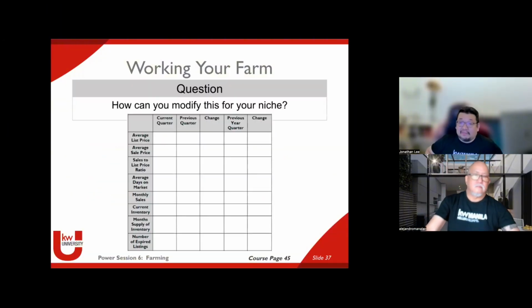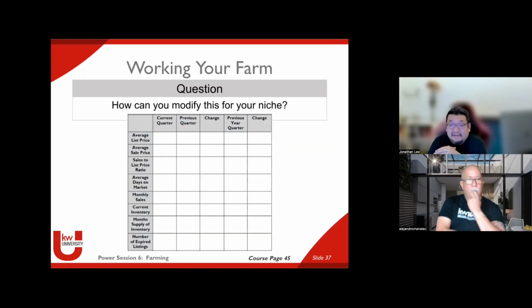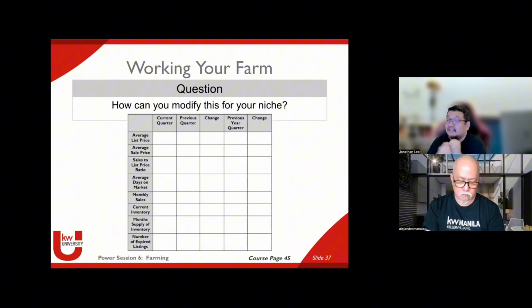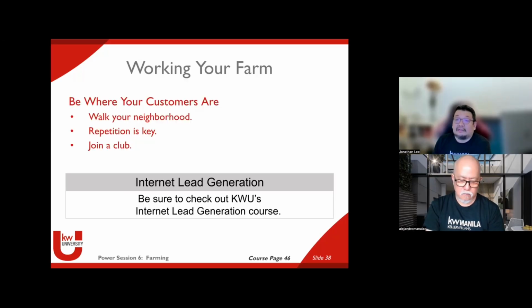So working your farm. This is something that you think about and you write down consistently. What's the average list price, average sales price, current quarter, previous quarter, what's the change? If you can create this report, this is a very good market value evaluation report to send to your clients every quarter, every year, even once a year. Show them that you know the numbers, right? Think about how you get that data, right?